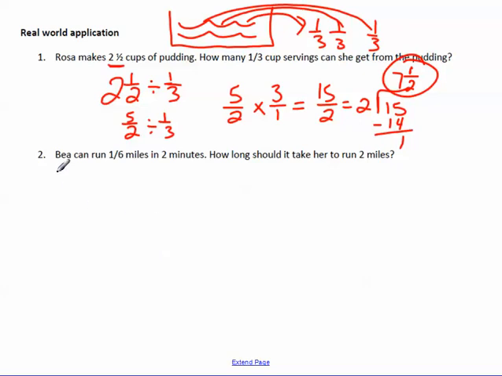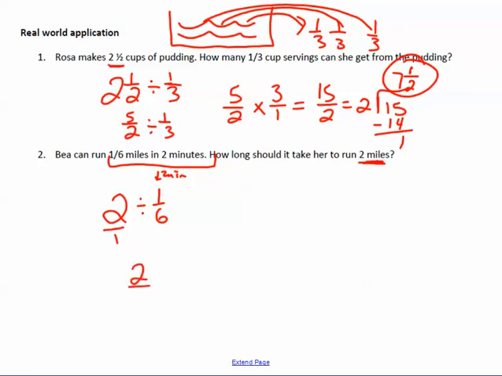Let's try the next one. Bea can run 1/6 of a mile in 2 minutes. So how long would it take her to run 2 miles? Well, let's look at the miles first. This is how much I know she needs, but I want to know how many sixths are in 2 miles. So I need to have my 2 miles and break it into sixths, because that's what I know. This is actually her 2 minutes. So I'm just going to put that over 1 right now.